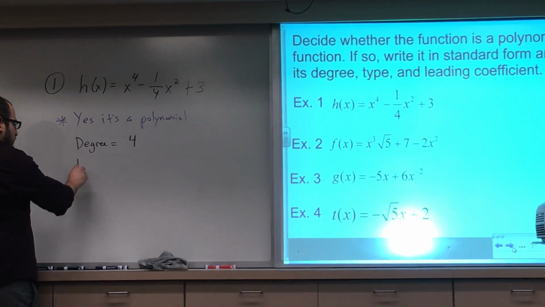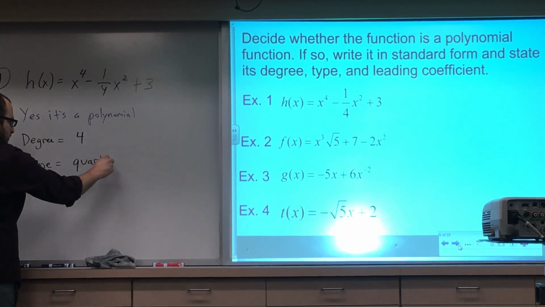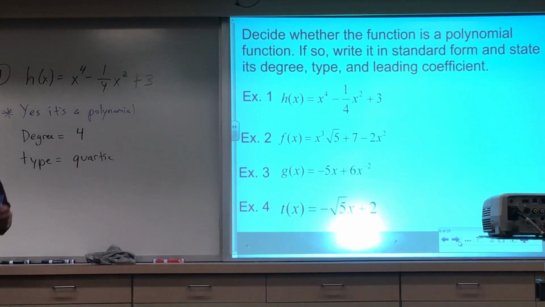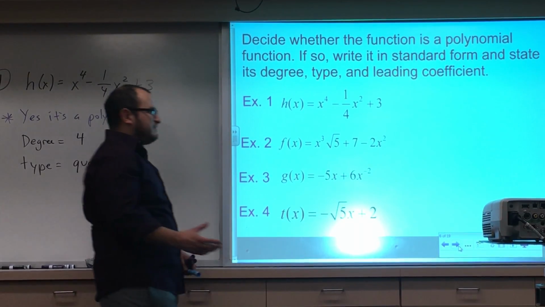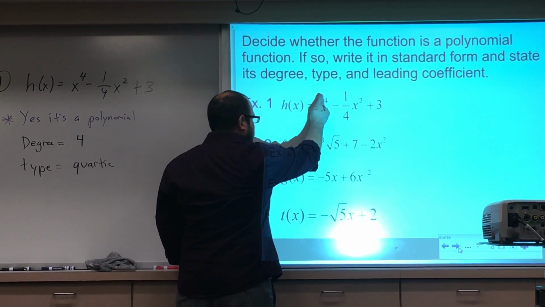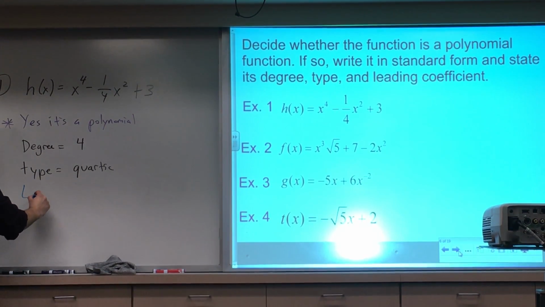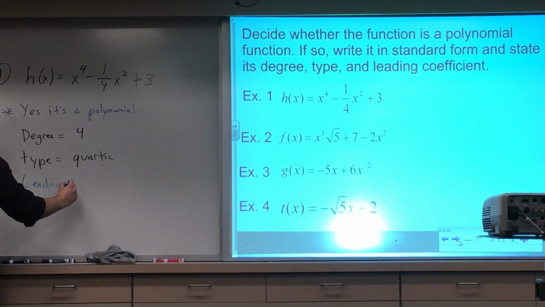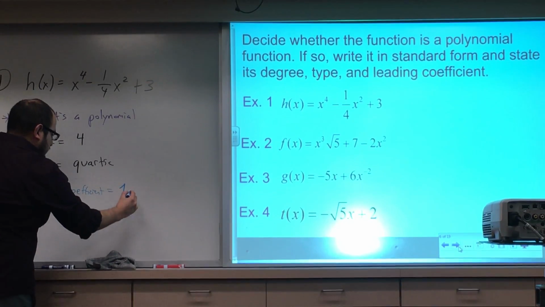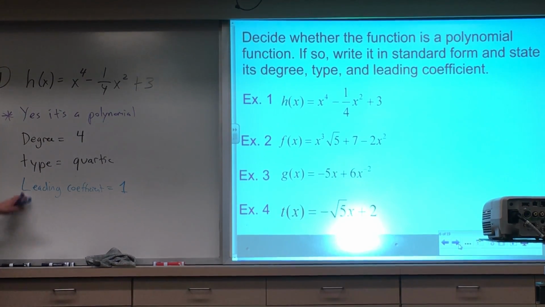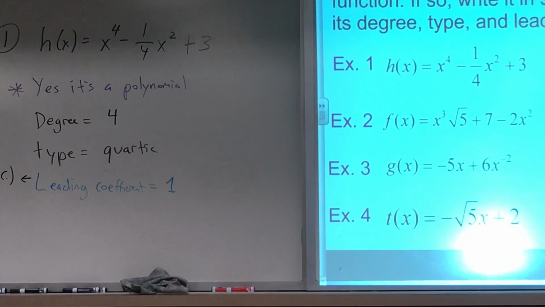What type is degree 4? If you look back at your notes, that's called a quartic function or quartic polynomial. What's the leading coefficient? The leading coefficient is whatever number is in front of your highest power. So the highest power here is 4. The leading coefficient is equal to 1. For the next example, I'm just going to abbreviate this as LC. What is LC? Leading coefficient.